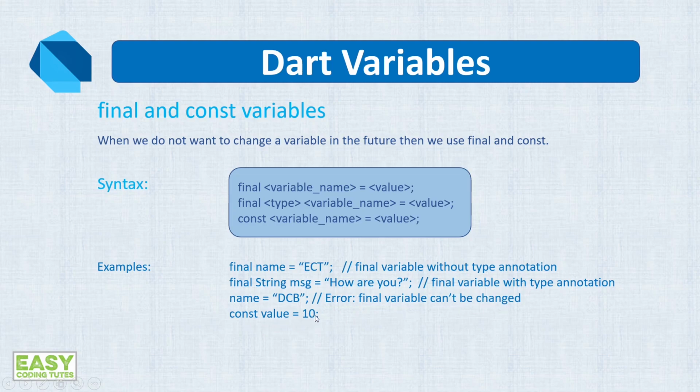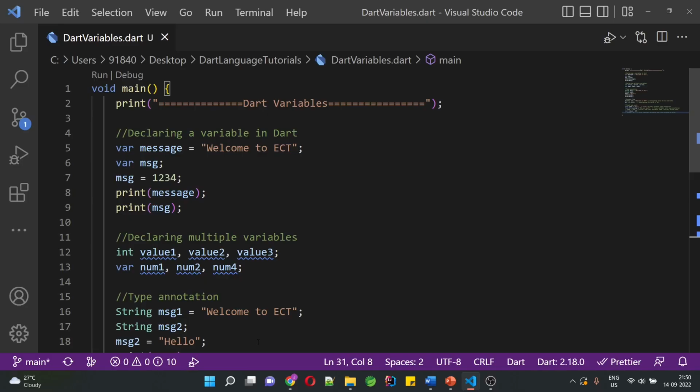Const value is equal to 10. So here also we have assigned 10 to this const value. That can also not be reassigned. Let's see the previous examples on variables in one go in VS Code IDE.